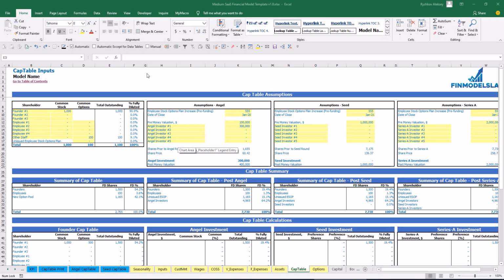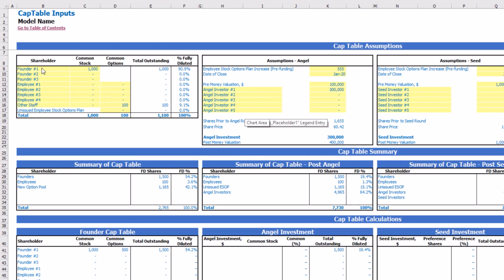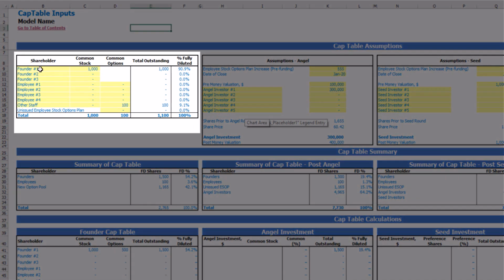On the cap table, you can input the main cap table assumptions for funding, angel, seed and Series A rounds, see some summary and calculations and reports. So let's begin from the founders information. On the top left side, you can input up to 3 founders and up to 5 categories of employees. You can set the names.